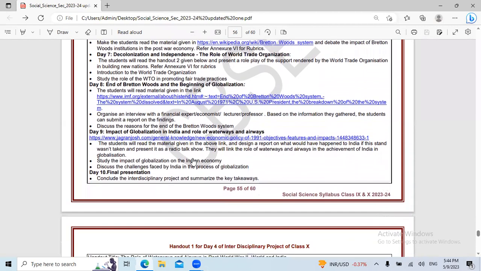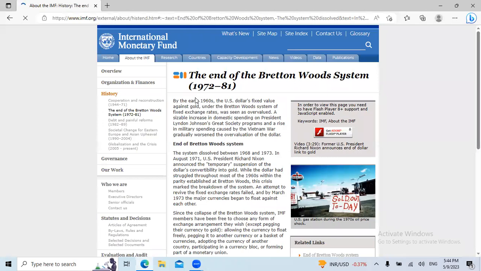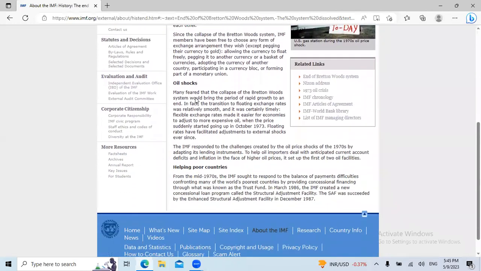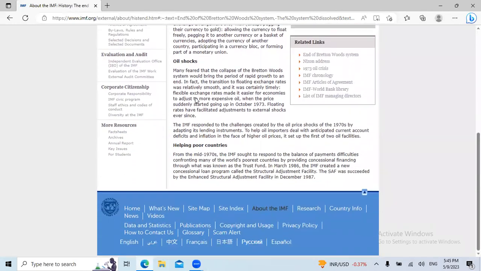Now, on 8th day, end of the Bretton Woods and the beginning of globalization. The students will read the material given in the link. Just see now, I'm clicking on this link and here the information is given about the International Monetary Fund, the end of the Bretton Woods system. End of the Bretton Woods system, oil shock, helping poor countries.